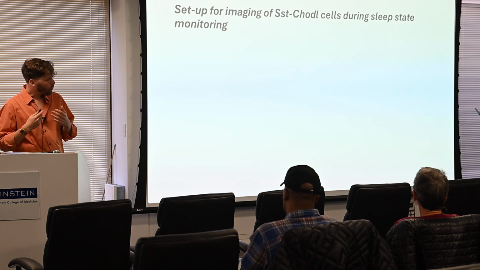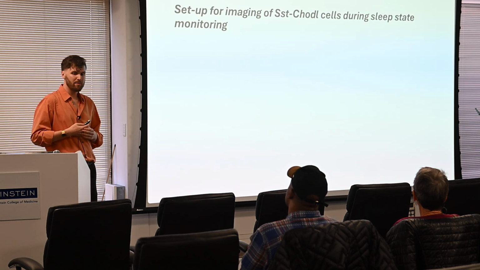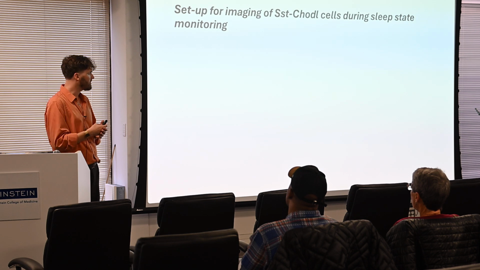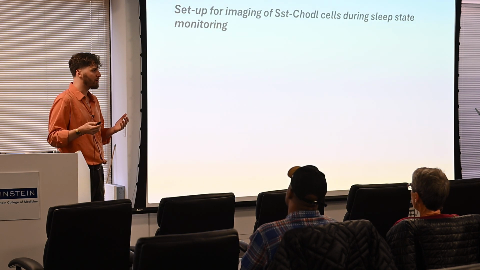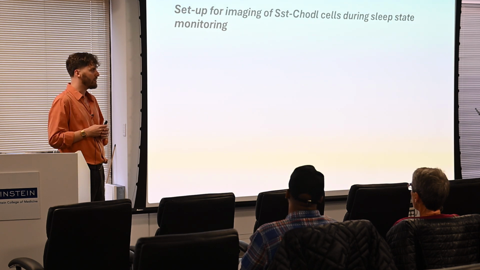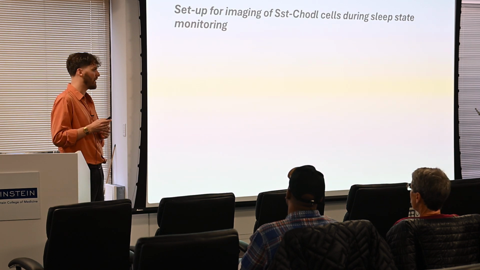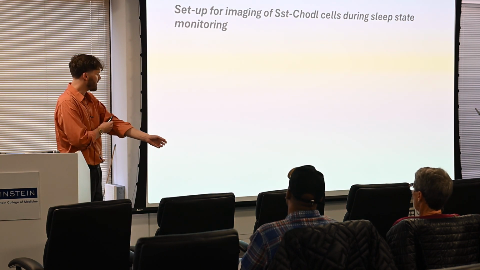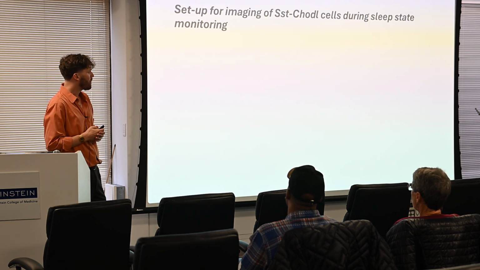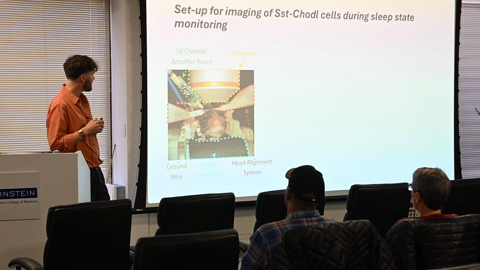So we wanted to observe the activity of somatostatin chodal cells across all of these different states. And to do so, we needed a preparation that would allow us to do this. We turned to a technique called 2-photon calcium imaging to be able to record the activity of this really, really sparse population of cells within the brain. And we also wanted these animals to be awake and sleeping at the same time.